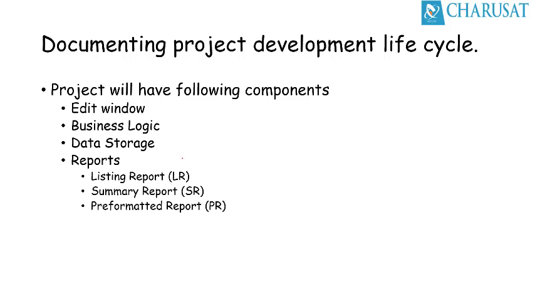There are three types of reports basically: the listing report, the summary report, and the pre-formatted report. It does not mean there are only three types of reports. There may be many types of reports you may include in your software project as and when necessary. But these are the basic types, which we'll see later on.